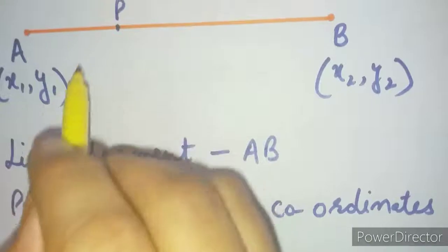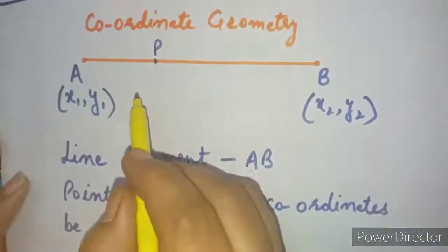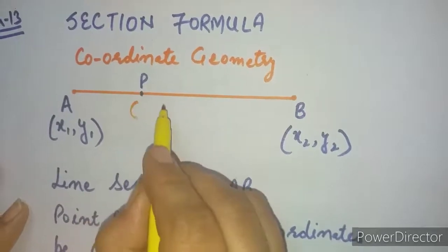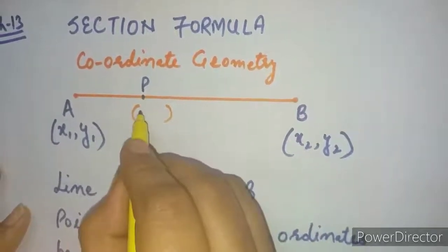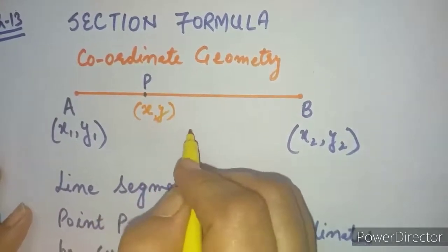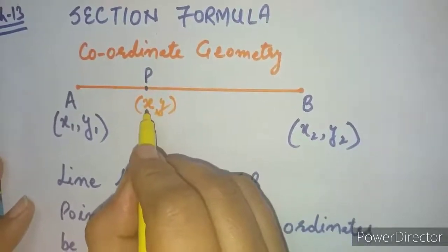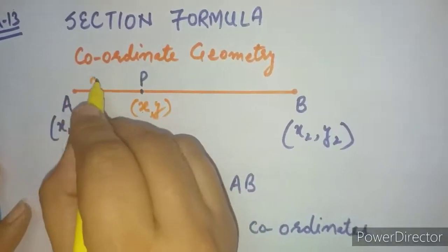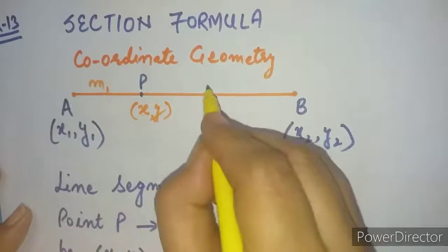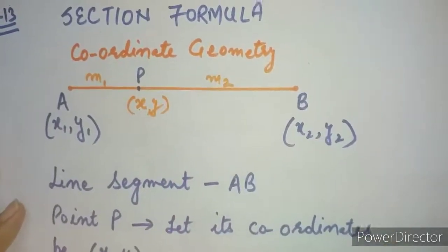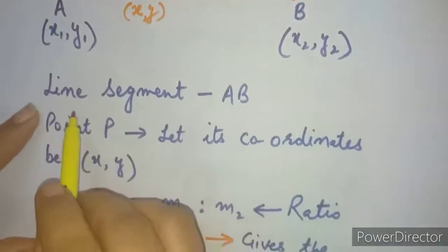Clear? Now, section formula gives us the location of this point P. Location means again a set of coordinates only. So, let the coordinates of this be x comma y. Its x coordinate is x and y coordinate is a small y, when point P is dividing AB in the ratio M1 ratio M2. Clear? So I have made it a little simpler again.